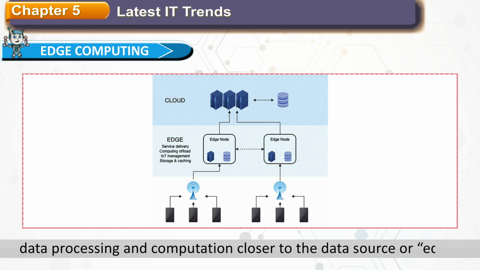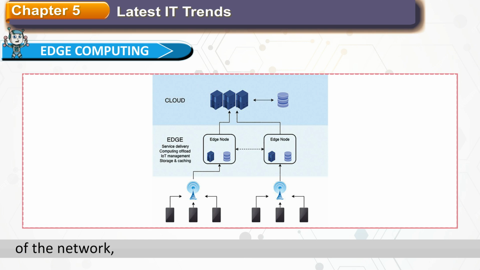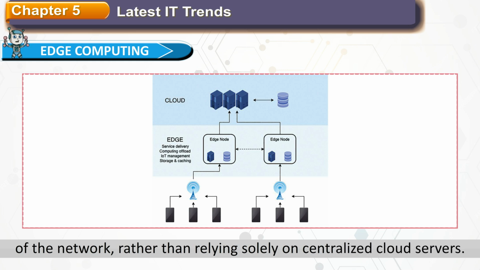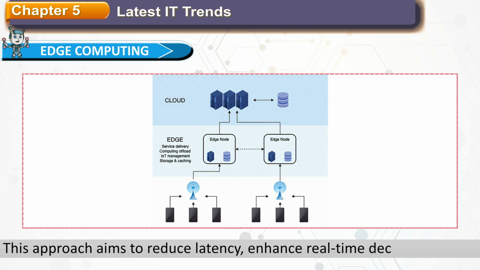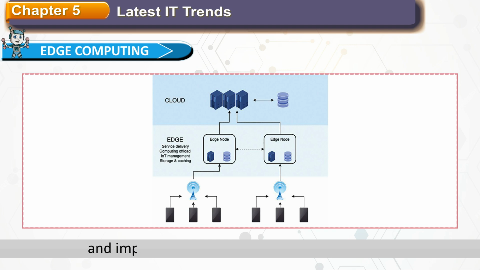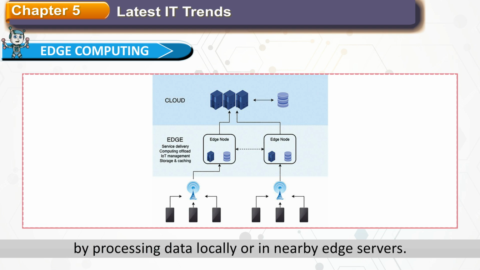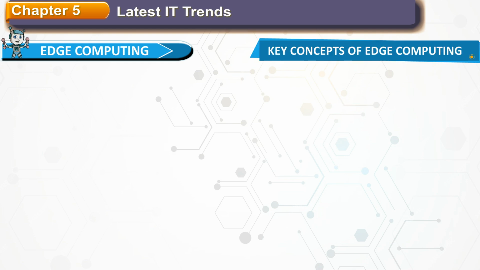Edge computing. Edge computing is a distributed computing paradigm that brings data processing and computation closer to the data source or edge of the network, rather than relying solely on centralized cloud servers. This approach aims to reduce latency, enhance real-time decision-making, and improve the efficiency of data transmission by processing data locally or in nearby edge servers.